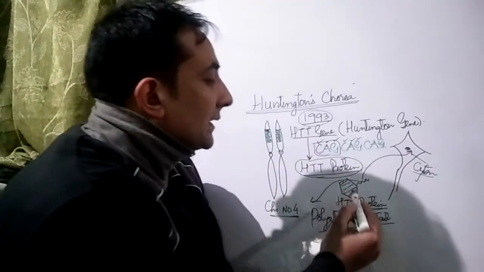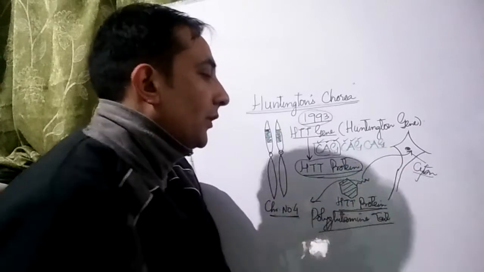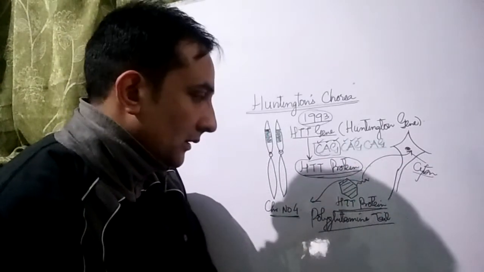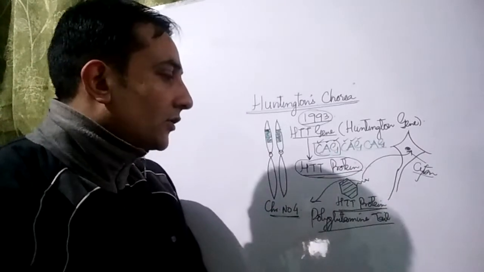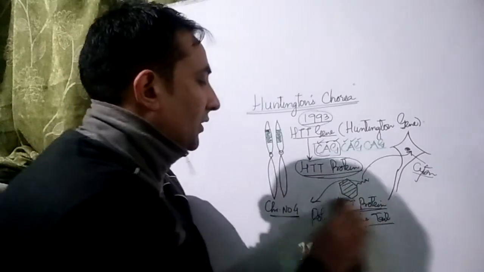Now, so this is the HTT protein. So once the HTT protein is formed, it will go into the neurons. Once it goes into the neurons, it is responsible for normal functioning of the neurons. So it is the normal condition. Now we will try to analyze what will happen if this HTT gene undergoes mutation.